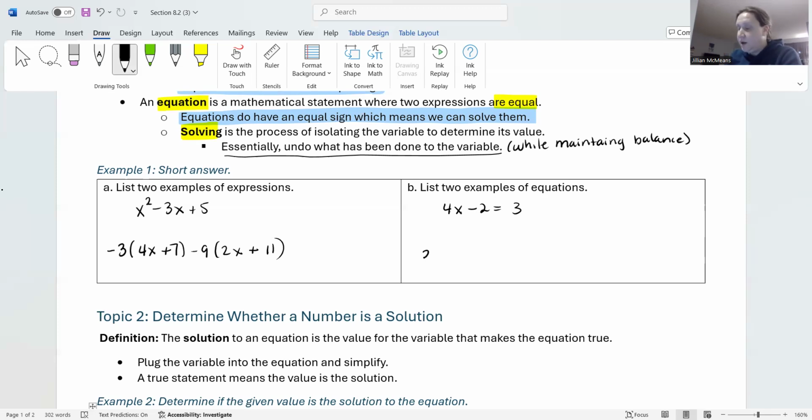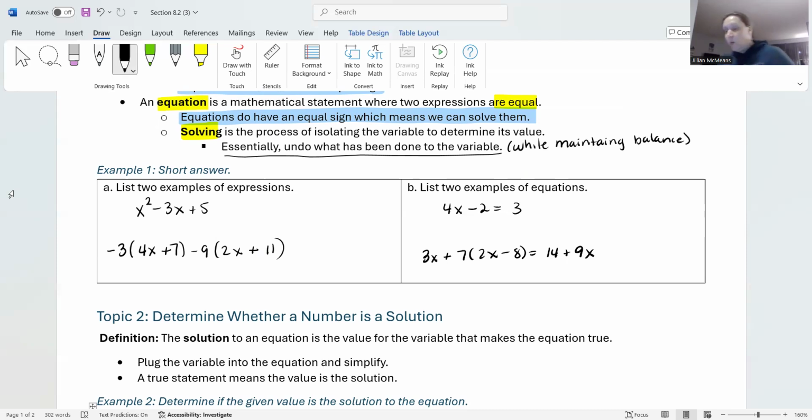You could have something like 3x plus 7 times 2x minus 8 equals 14 plus 9x. I have no idea what that would equal. I pulled that completely out of thin air, but it's an equation. It has an equal sign. So you have two algebraic expressions that are set equal to each other.